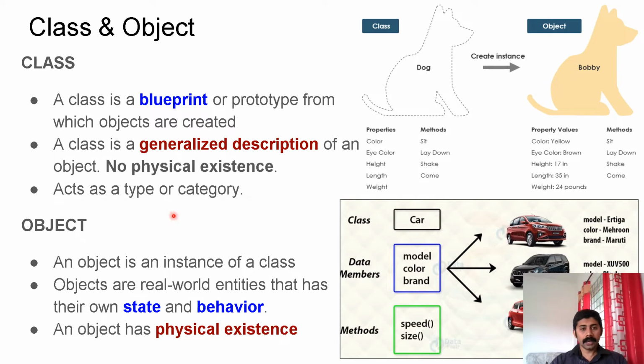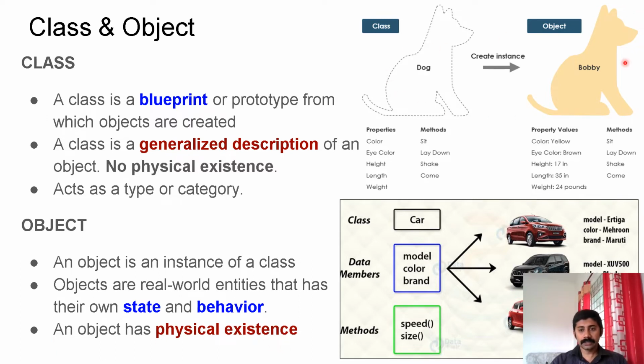Let us study class and object. A class is a blueprint or prototype from which objects can be created. A class is a generalized description of an object. There is no physical existence for the class. It is a generalized description. Acts as a type or category. Whereas an object is an instance of a class. Objects are real-world entities that have their own state and behavior. An object has physical existence.